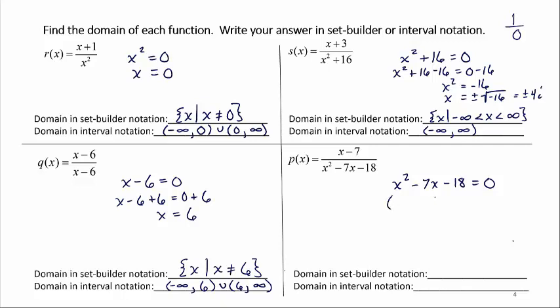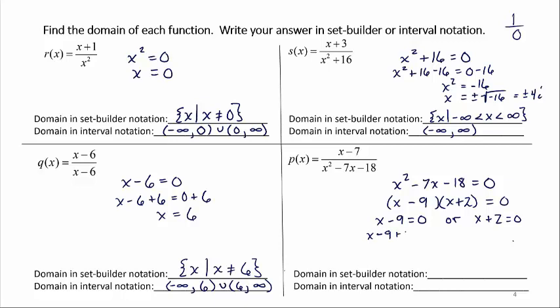So factors of negative 18 that add to negative 7. Well, I'm thinking 9 and 2, right? We got to get the positives and negatives lined up here. But to get a negative, I'd say x minus 9 and x plus 2, right? Negative 9 plus 2 is negative 7, and negative 9 times 2 is negative 18. Okay, so now that I have this factored, I know that either x minus 9 equals 0 or x plus 2 equals 0, right?